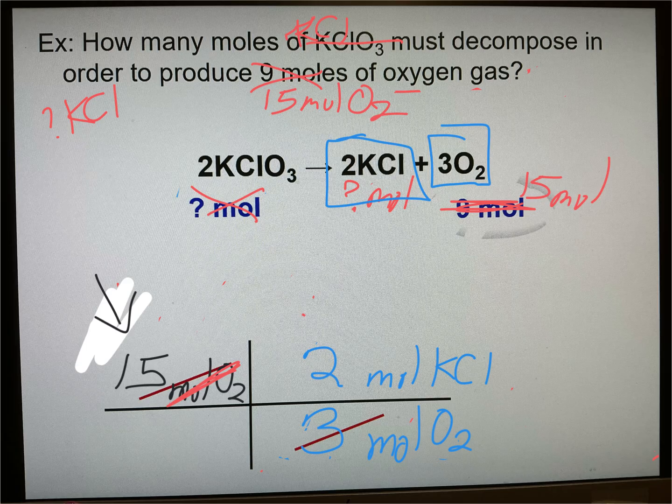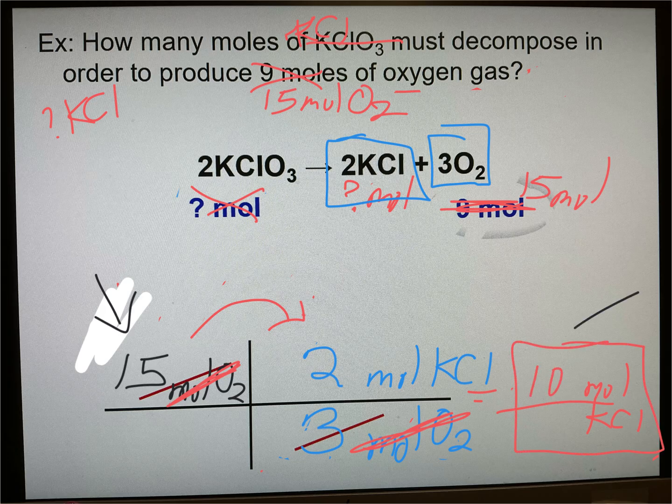This allows you to cancel out the moles of O2, and you're going to get your answer in mole of KCl, and I ran out of space. Okay, so you're going to multiply the top. 15 times 2 is how much? 30. Very good. And now you're going to divide by 3, so that's going to be 10. Very good. So you're going to have 10 moles of KCl.